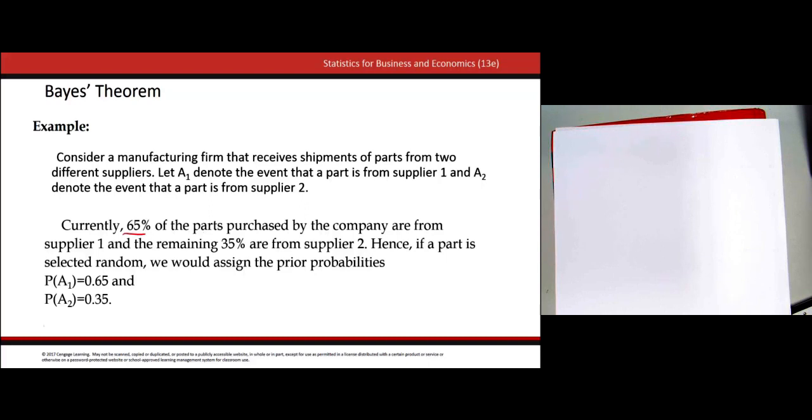So if a part is selected at random, then the probability that the randomly selected part is from supplier 1 is 0.65. The probability that a randomly selected part is from supplier 2 is 0.35. This must add up to 100%. We could have more suppliers, but here we only have 2. So the probability of A1 is 0.65, and the probability of A2 is 0.35.